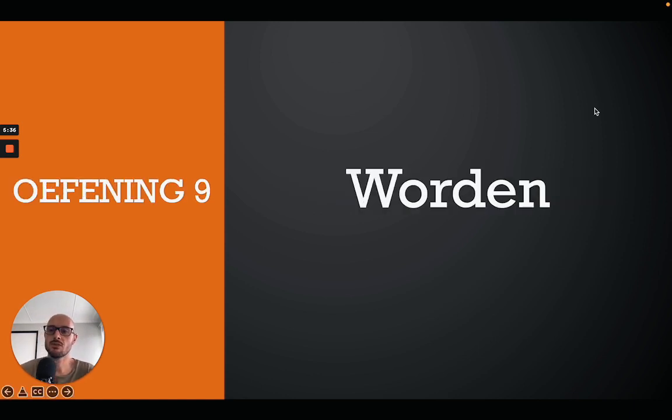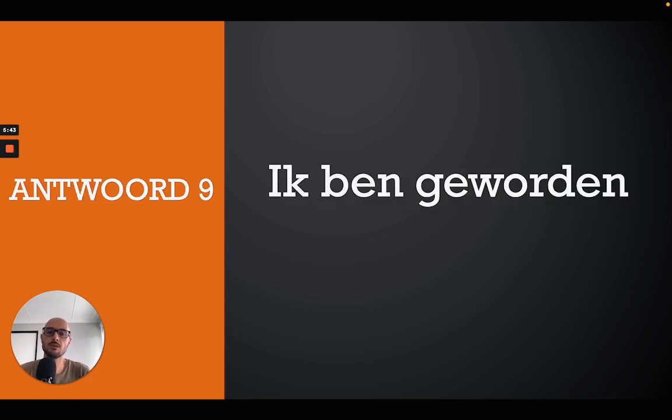Okay, the next one, oefening 9, worden, to become. So how would you say I have become? Let's check it out. And it would be ik ben geworden. So worden, also one of these verbs which is always going with the auxiliary, the helper verb zijn. Ik ben geworden, I have become.